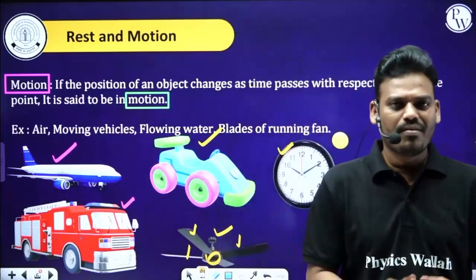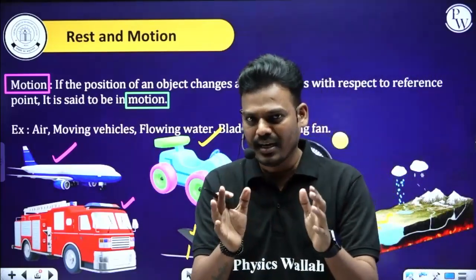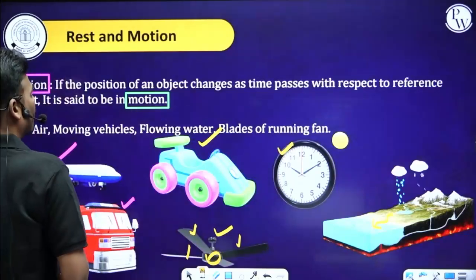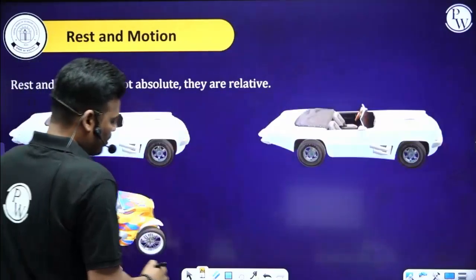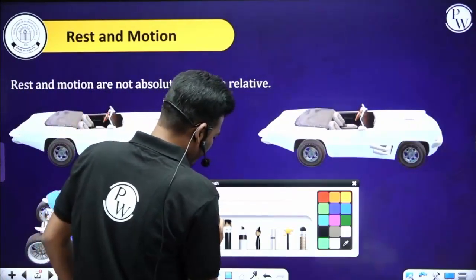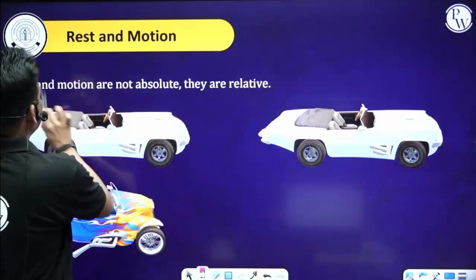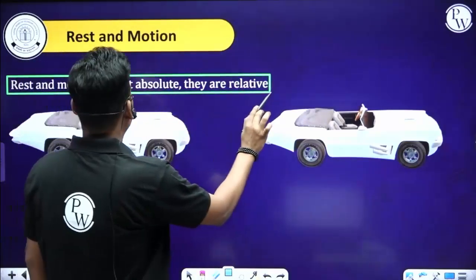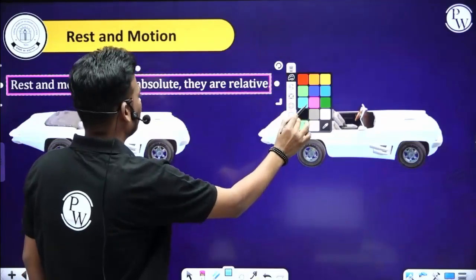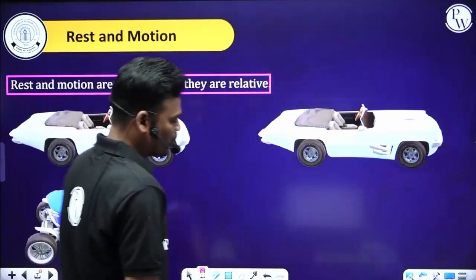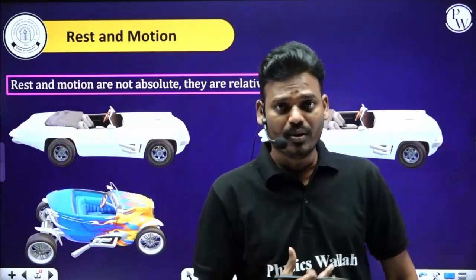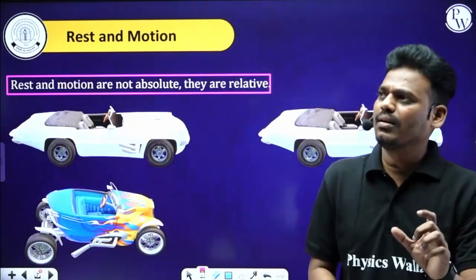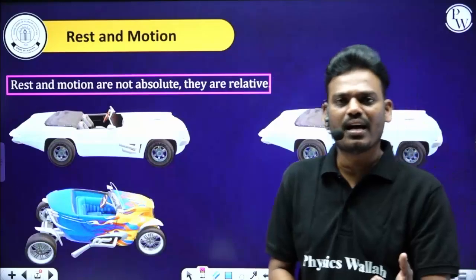For such a question, I'll consider a simple example. Okay, what is the relation between rest and motion? Here you can see a very important point, that is, rest and motion are not absolute, but they are relative. What is the meaning of absolute and relative? Okay, so let's try to understand with an example.